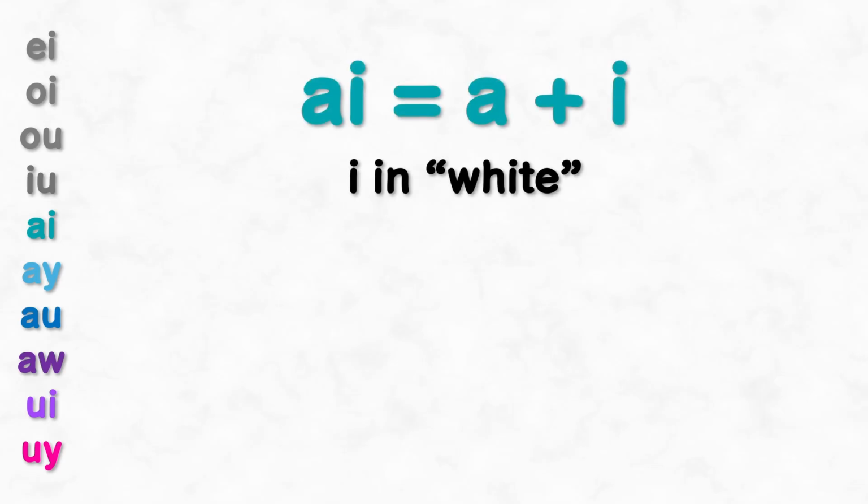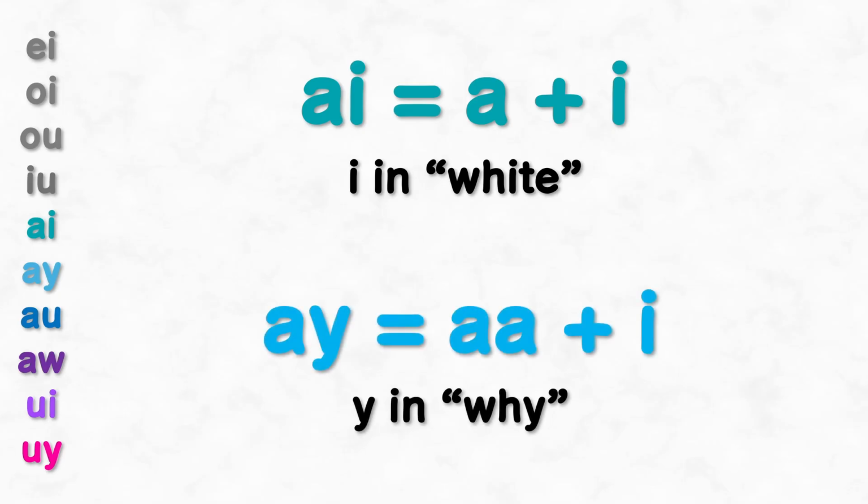The next two I'm going to cover at the same time because they involve both the single A and the double A. AI is simply a and e put together. If you sound that out, ai becomes a. This is basically like in the English word white.